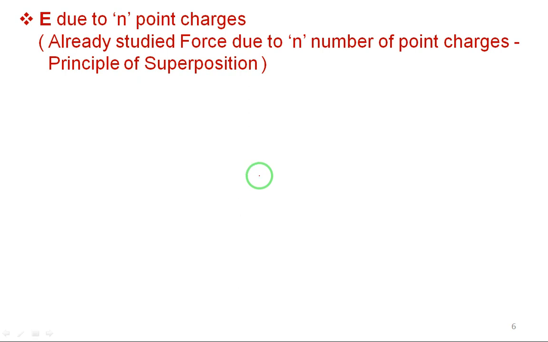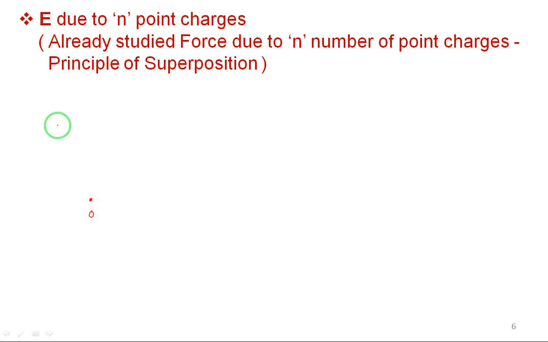Okay, next, the electric field intensity E due to n number of point charges. This already we have seen while studying Coulomb's law, the force due to n number of point charges. The same way, if I want to find out the force at any point due to other charges, n number of charges, it will obey the principle of superposition. I can add the sum of all the forces acting on that particular point charge. So here we can make use of the same concept. I will draw the diagram and write down the formula directly, right?